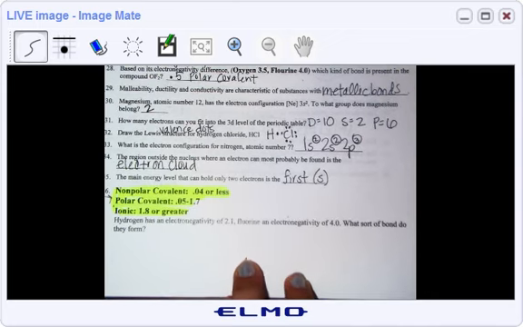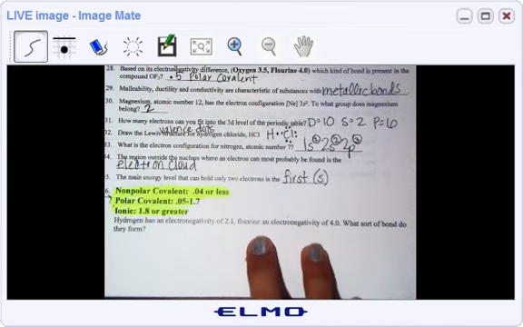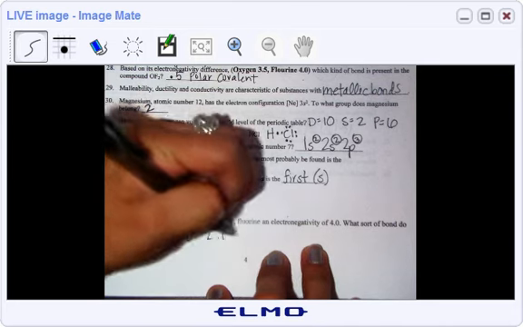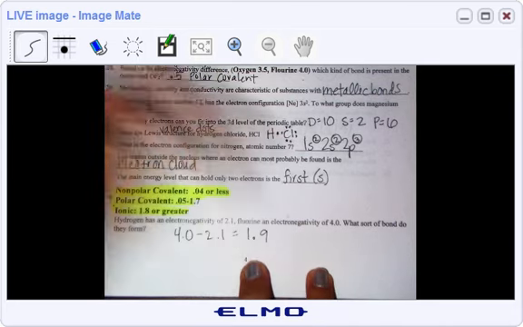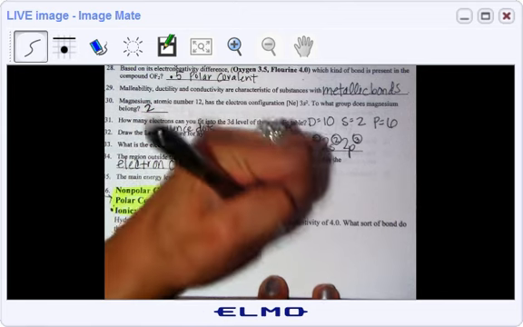36. Hydrogen has electronegativity of 2.1. Fluorine has 4.0. Subtract those. I get 1.9. Where does 1.9 fall here? Ionic. So this is an ionic bond.